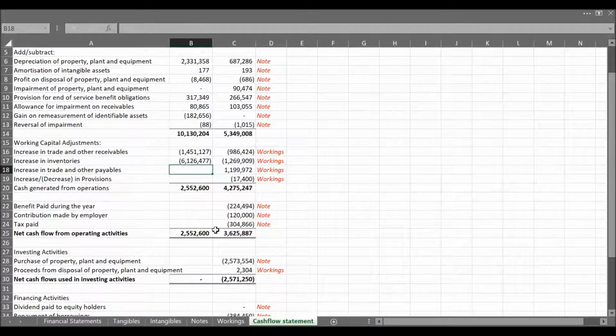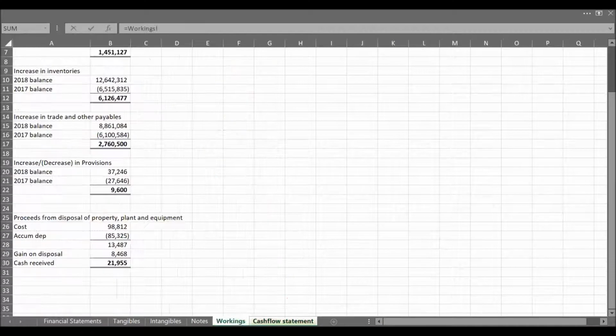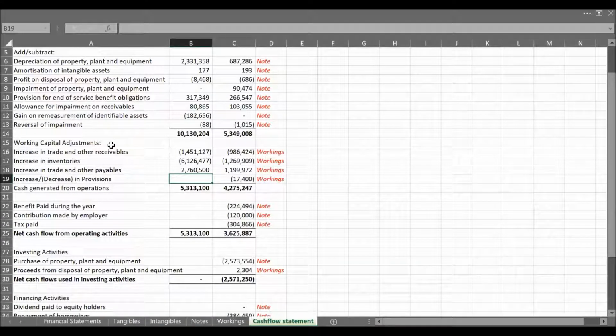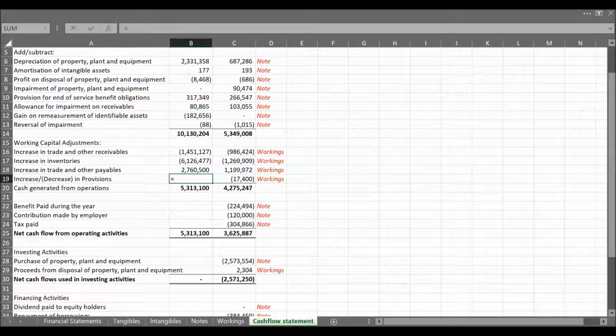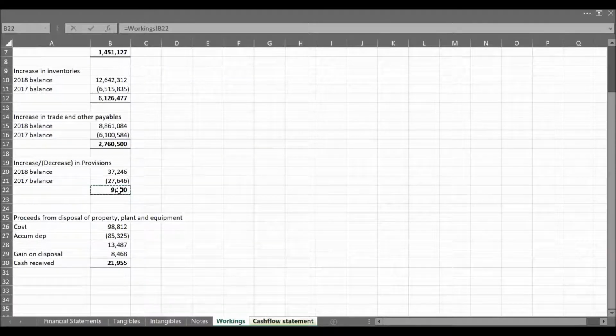cash flow adjustment for the year. So what we do is pick the amount, which is the difference between prior year and current year. Also for the provisions balance, the difference between the current year balance and the prior year balance. Since the payment made in the prior year is less than what is in the current year, it means that the entity has stored cash for itself. So the 9,600 will be a positive adjustment to the cash flow. So equal to workings.